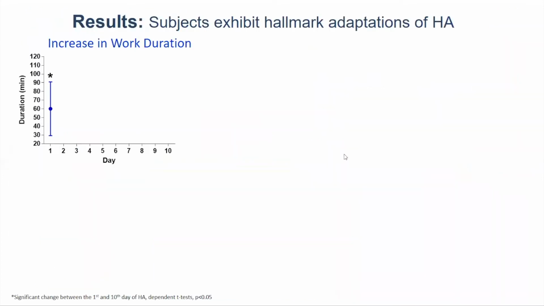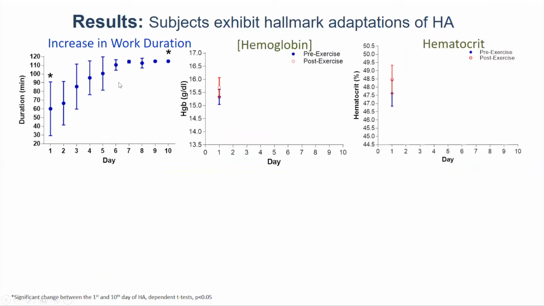So what we found was that on day 1, our subjects were only able to complete 60 minutes of the 2 50-minute work bouts. On day 7, all of them were able to complete the entire work bout session, indicating that their performance improved. This indicated that their ability to work in the heat or exercise in the heat increased.